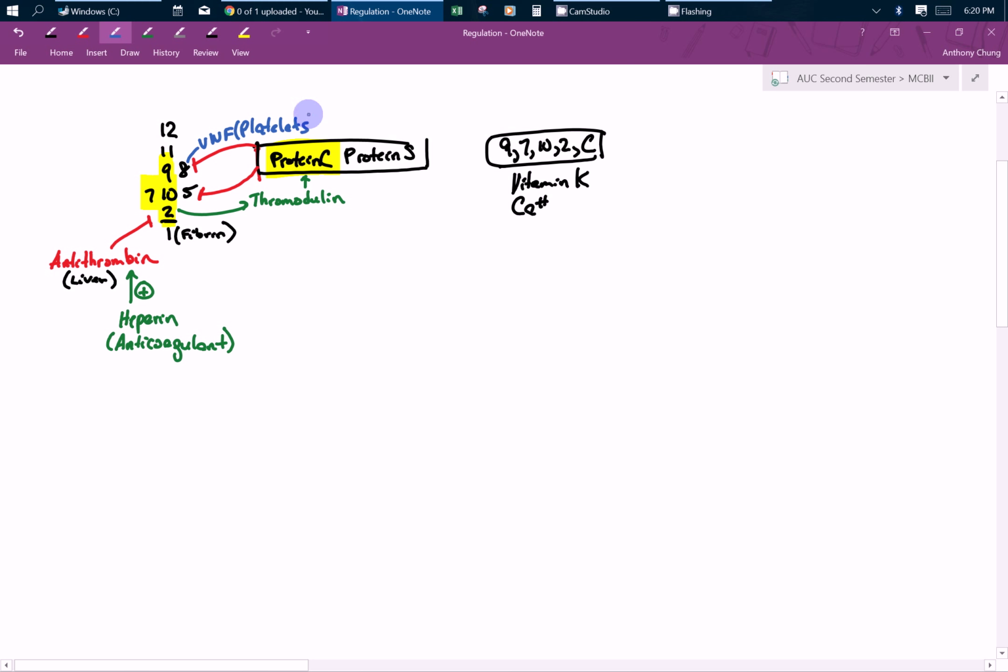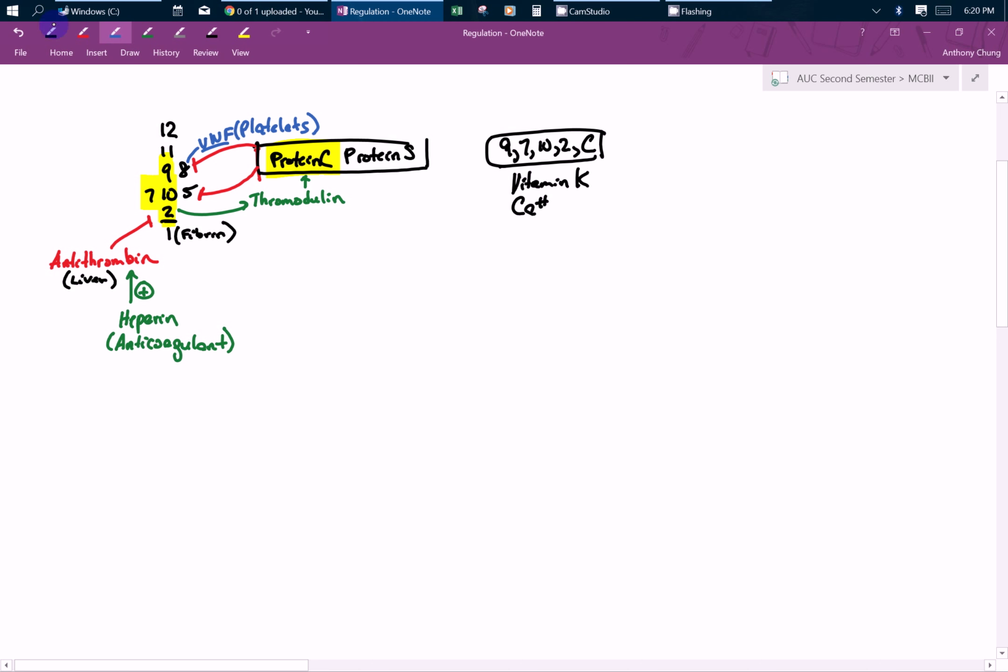So remember when I was mentioning that there's certain things that platelets will release that will be mediating this process. Well, von Willebrand factor is one of them. Von Willebrand factor is attached to factor 8. And if you have a deficiency in von Willebrand factor, you don't clot very well.